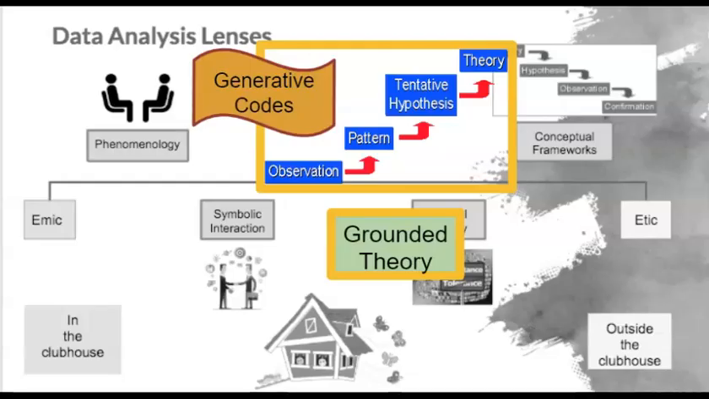And then we have grounded theory studies. In a grounded theory study, this is when we have those generative codes, where we generate the codes. So we start with observation, and through those observations we look for patterns, and then we have a tentative hypothesis, which leads to a theory. So this is grounded theory, where the data helps us come up with the theory.